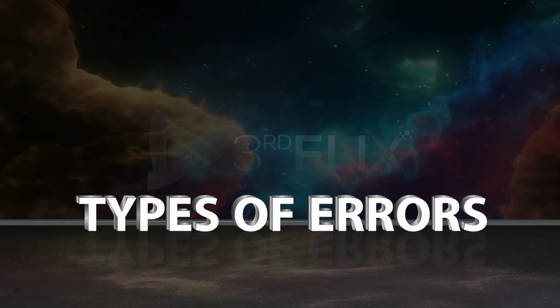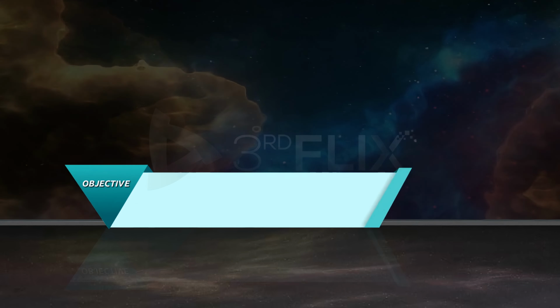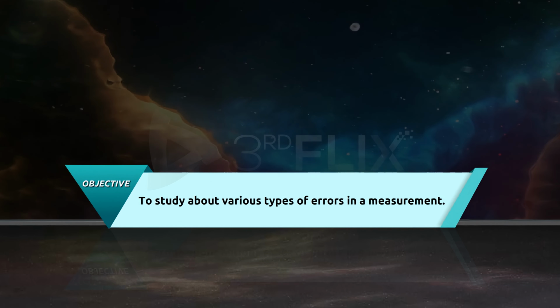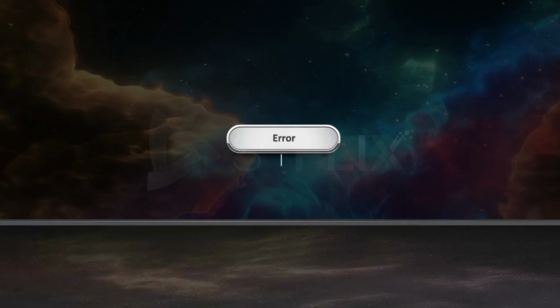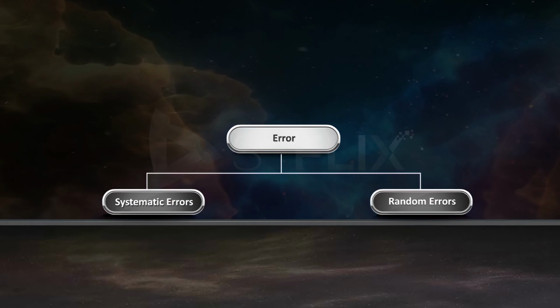Types of errors. Objective: to study about various types of errors in a measurement. Errors are broadly categorized as systematic errors and random errors.